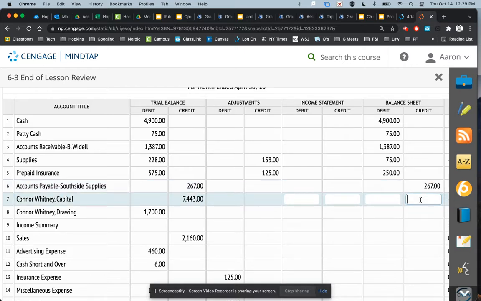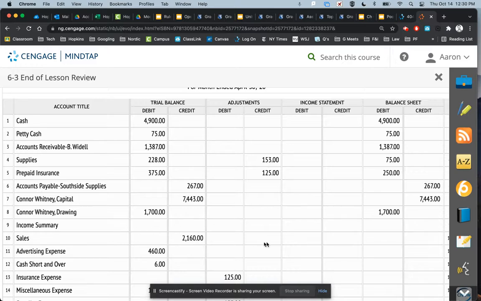The capital account has a $7,443 credit balance, and the drawing account has a debit balance of $1,700. And that is all we do for right now for the upper part, for a balance sheet.